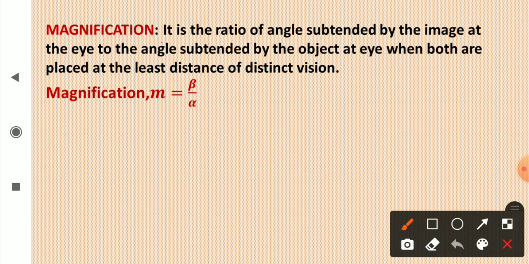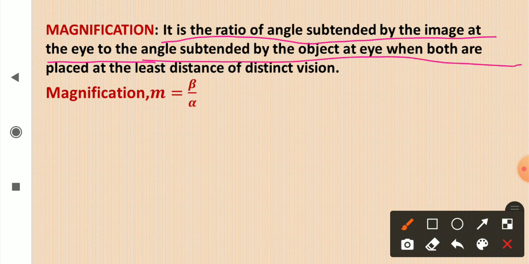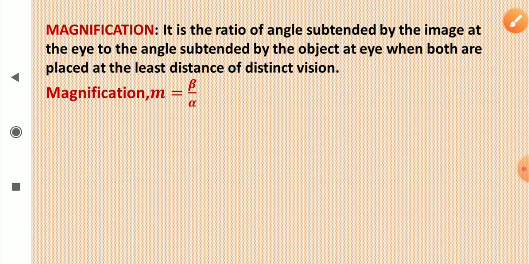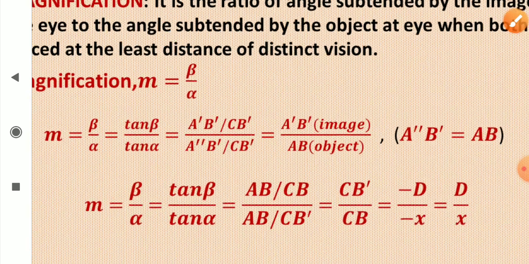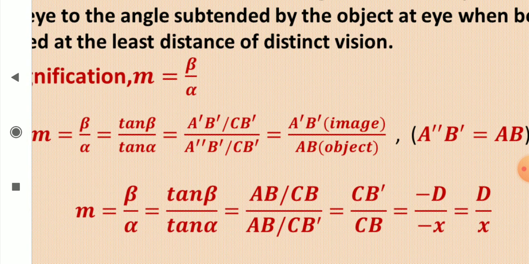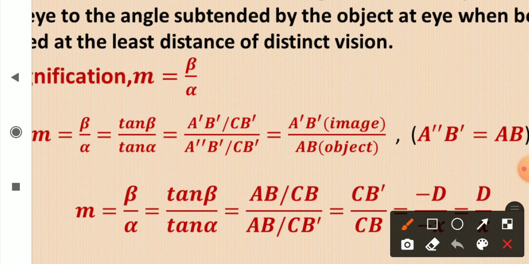So the definition of magnification: it is the ratio of the angle subtended by the image at the eye to the angle subtended by the object at the eye, when both are placed at the least distance of distinct vision. So magnification M is equal to beta upon alpha, and now as I told you, we are going to take these triangles. So beta can be written as tan beta, alpha as tan alpha.